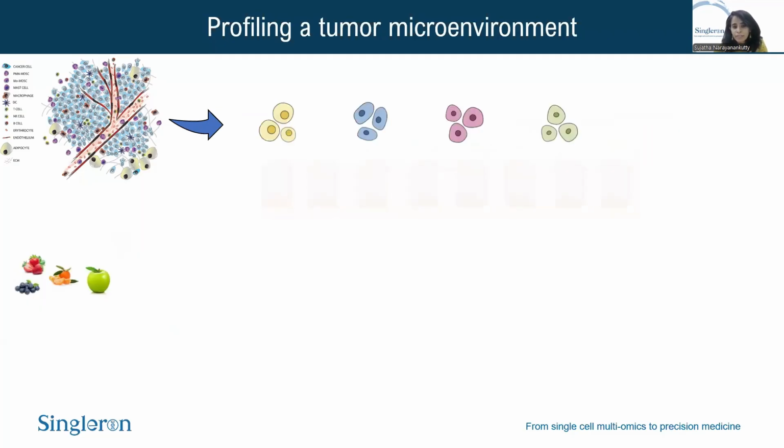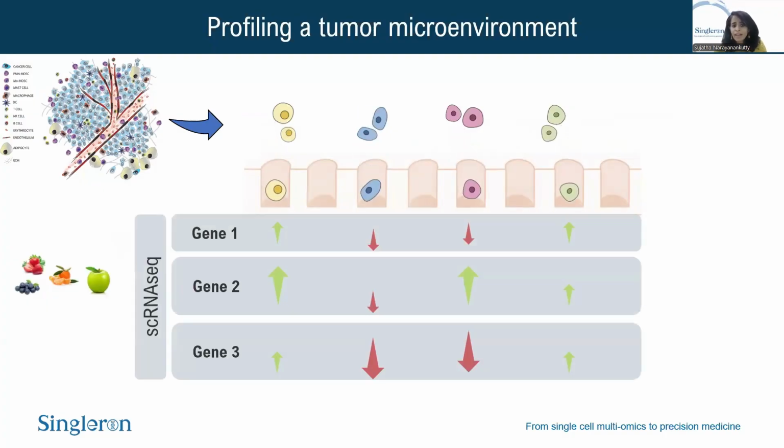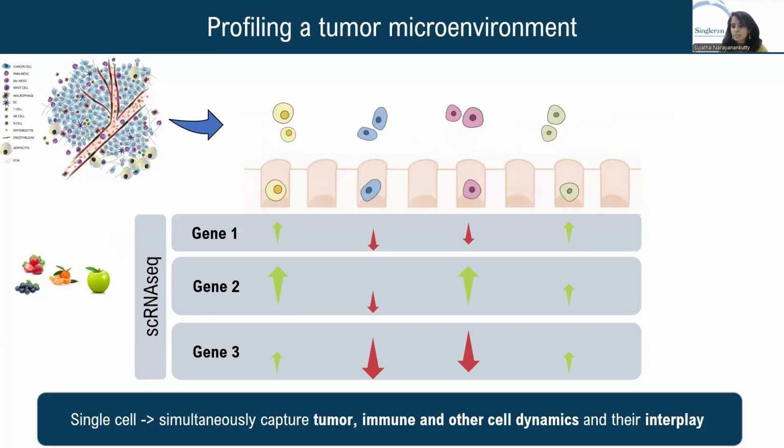But if you can find a way to separate each of these different cells and then look at the gene expression, it becomes pretty evident that you can see the expression of every single gene in every cell. And this gives you more information, not just on the different cell types in the sample, but an understanding of how these cells interact with each other and how they interplay in such an environment.